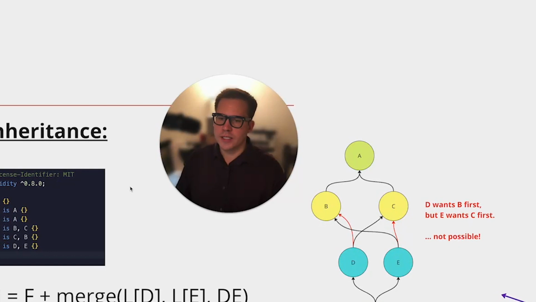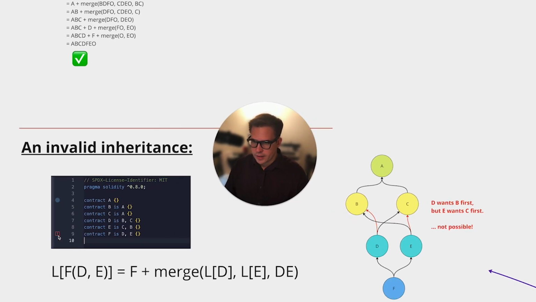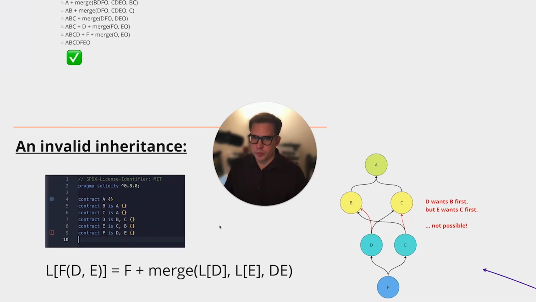But let's actually do this ourselves. I'm going to show you the error in Solidity in a second, what it shows you. But here we get an error. You see this? Because this cannot be resolved. So Solidity will tell you the inheritance tree cannot be resolved, and we will learn how to compute why.